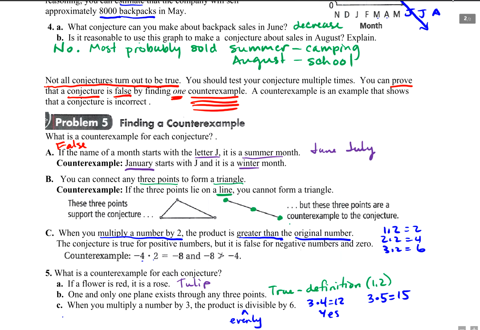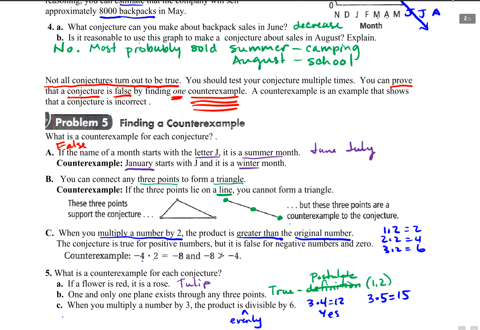All right, the next one. One and only one plane exists through any 3 points. Well, we have a definition from 1.2. It was a postulate, actually. We should fix that. Pretty sure it was a postulate from 1.2 that said, through any 3 points, you can draw one and only one plane. So that one's true. We have a postulate that confirms that.